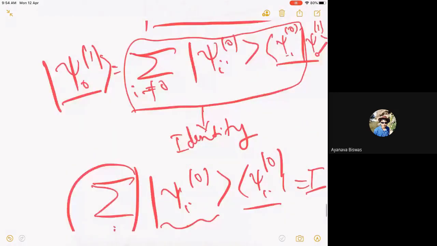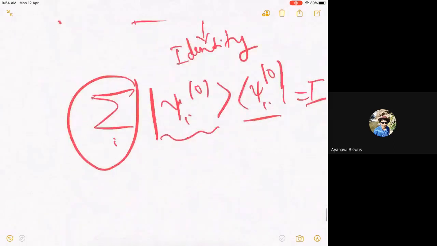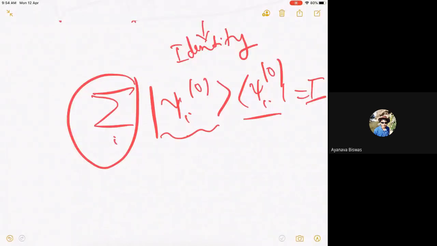But within the intermediate normalization, this represents an identity operator. Just remember this. It's not important, but a lot of things can be done by such thinking. Many times they are also called resolution operator. So this is a resolution operator to get the identity.